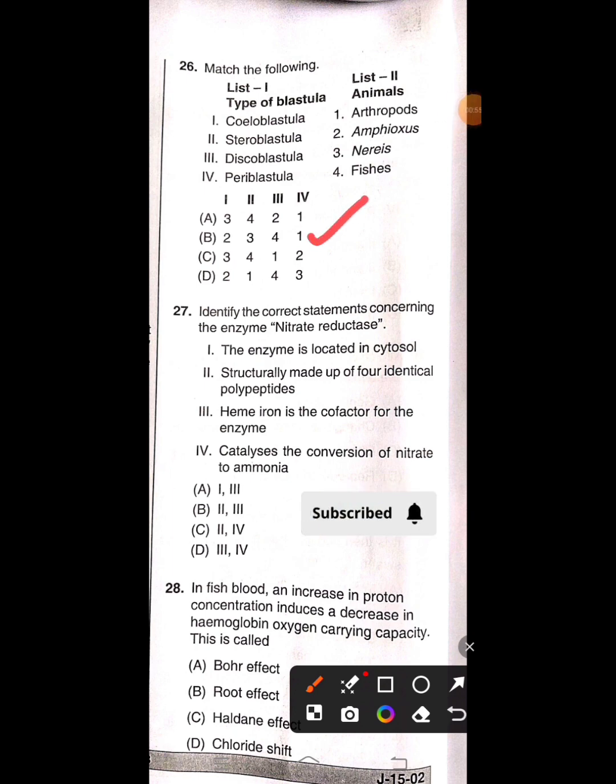That means celoblastula type of development is seen in Amphioxus. Steroblastula development is seen in Nereis. Discoblastula type of development is seen in fishes. Periblastula type of development is seen in arthropods. So the answer is B. Let's see the next question.